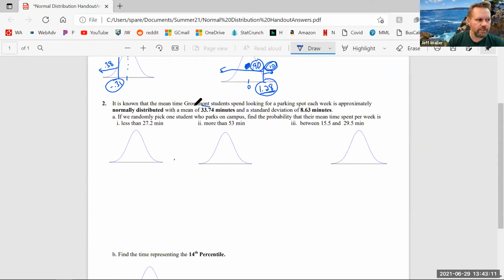Here, they're not z-scores yet. So what goes in the middle? 33.74. Yeah, the mean goes in the middle, and the mean is 33.74. And I'm curious about 27.2. I want it less than that. Of course, where's 27.2? On the left, down here. And then I want less than, so I'm going to shade that little bit in.